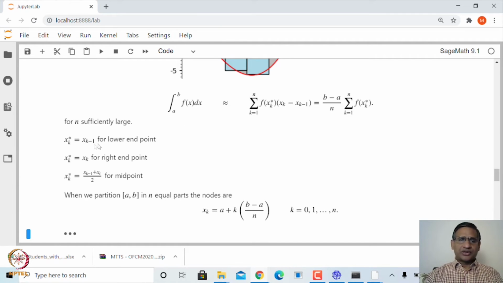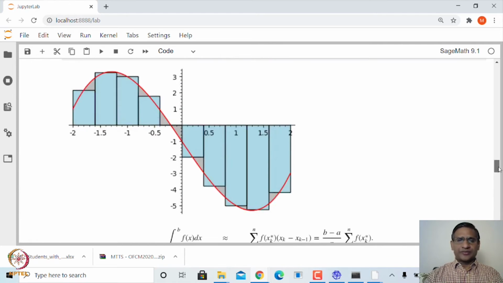Now, in case of left end point, x_k star is x_{k-1}, and in case of right end point, you have to take x_k. In case of midpoint, you take (x_k plus x_{k-1}) by 2, but in principle, one can take any point in between and do this calculation.